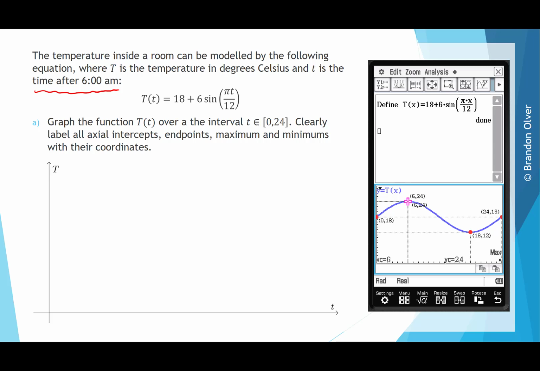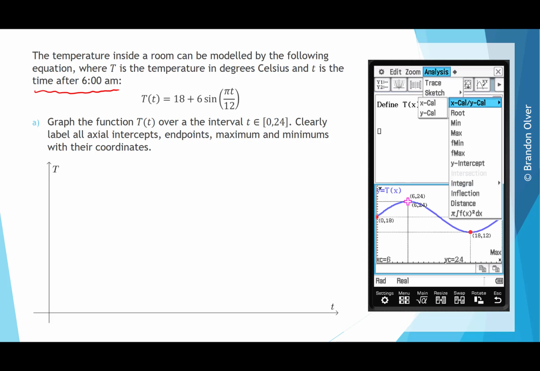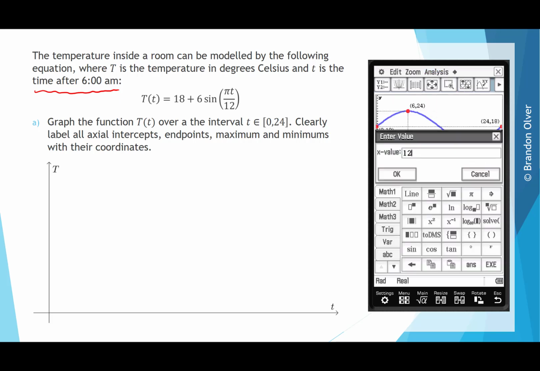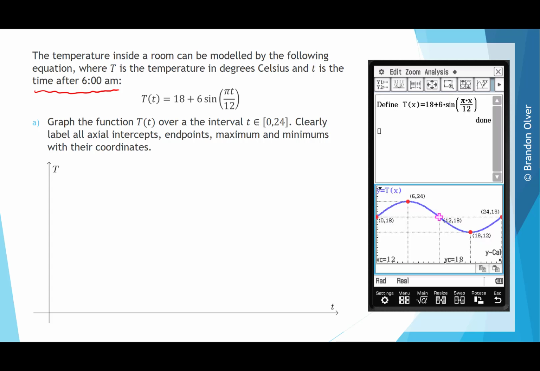One more point that we can find is halfway between our max and min, or halfway between our two endpoints, and that is when x is equal to 12. So we can go G-Solve and do a y-calculate based on x being 12. And after 12 hours, the temperature is 18 degrees.